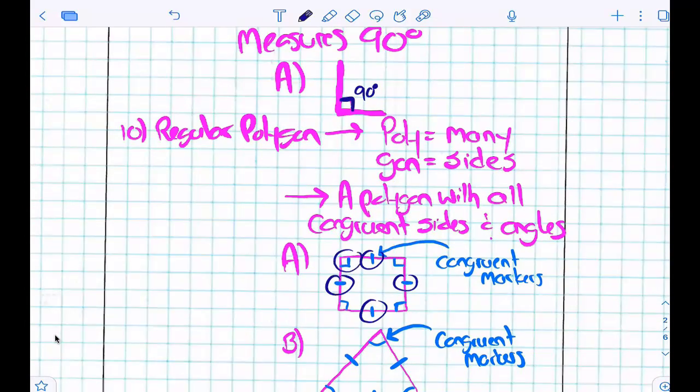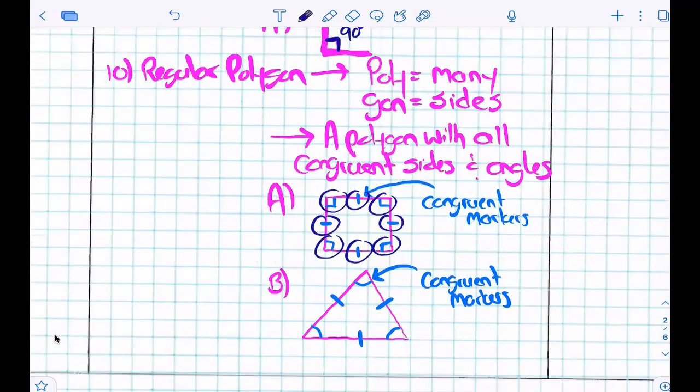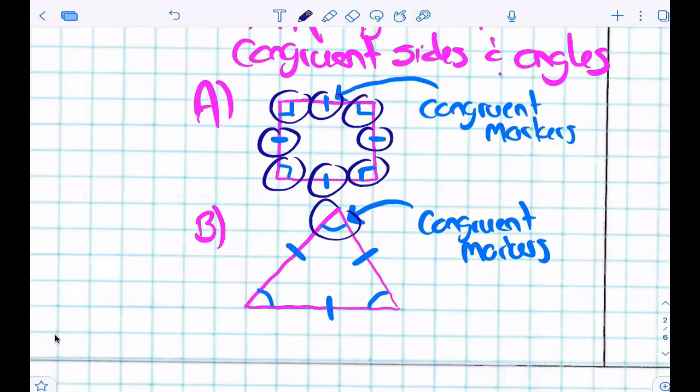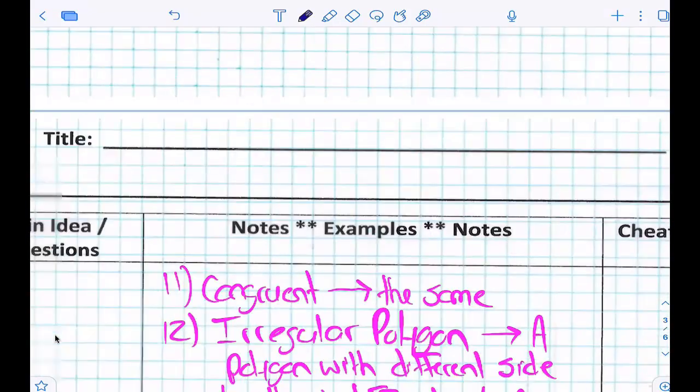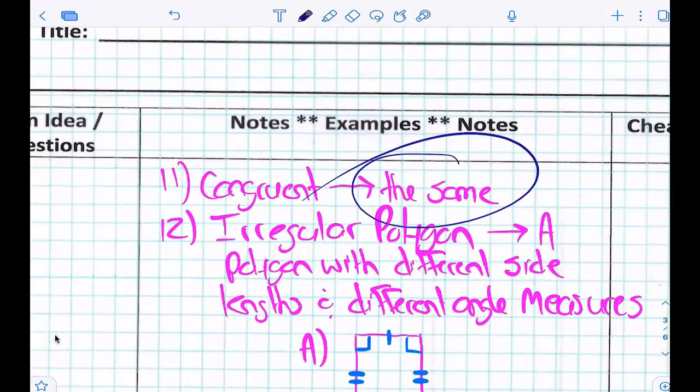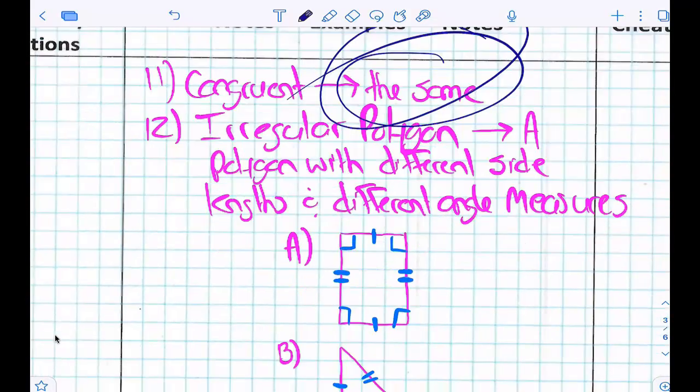And it has all the same, well, it doesn't have to be right. It can just be angle measurements, right? So like this one, these aren't necessarily right angles, but the congruent markers, remember that name? Are telling me that all the angles are the same, right? And then these side congruent markers, the ones that are on the sides, tell me that all the sides are the same, yes? You guys cool with all that? Congruent means the same. Irregular polygon, not all the sides and angles are the same, yes?